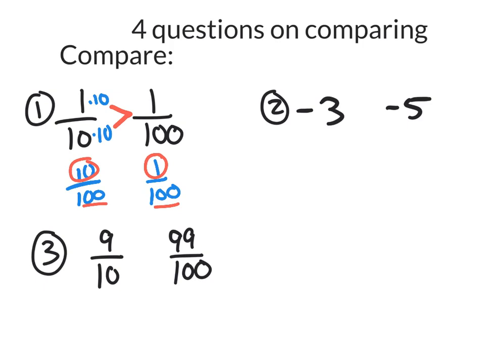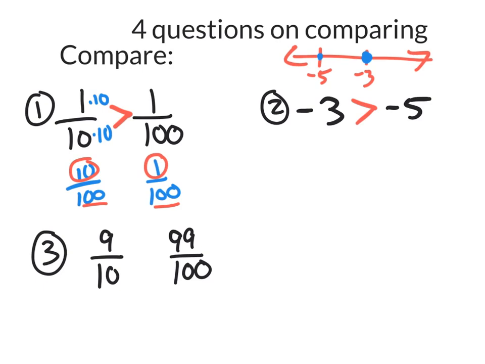On number 2, all you got to do is think of a number line. Which one's to the left, which one's to the right? Which one's bigger, -3 or -5? -3 is bigger. So it's a greater than symbol right there. If you think about the number line, -5 is over here, -3 is over there. -3 is on the right side, -5 is on the left side. So -5 is less than -3. Since -3 is on the right side, -3 is greater than -5. So it has to open up to the -3.